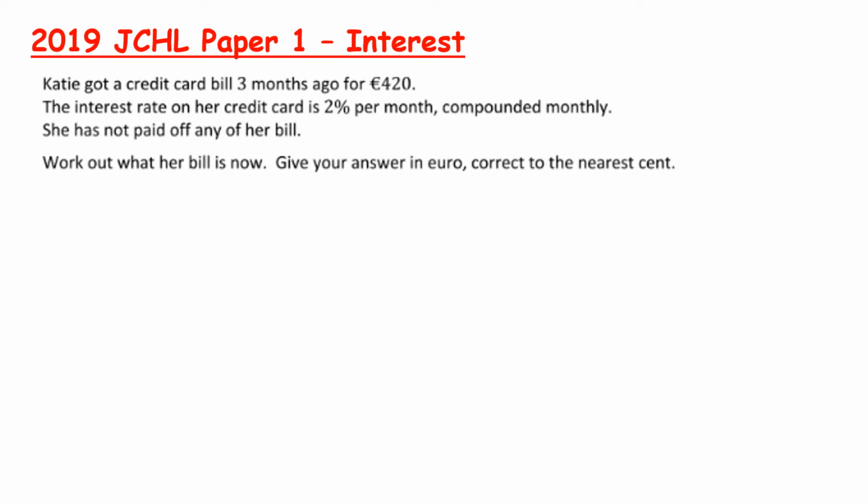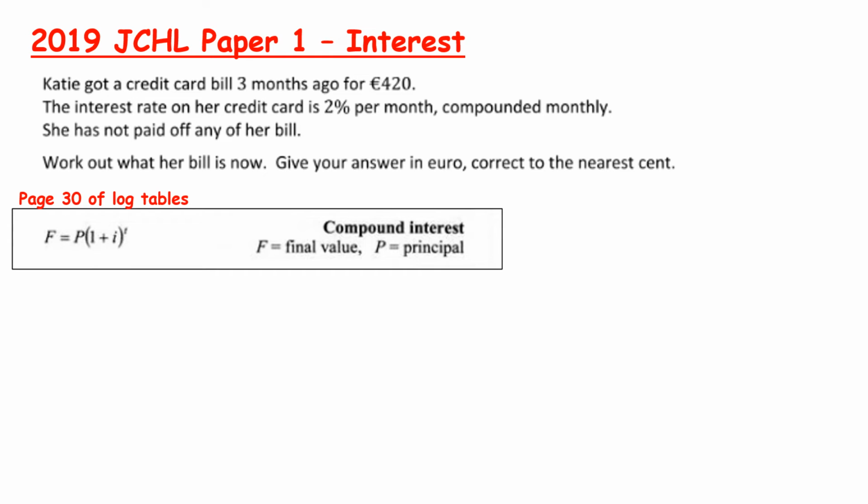So let's look at a question from the 2019 Junior Certificate paper. Katie got a credit card bill 3 months ago for €420 and the interest rate is 2% per month, compounded monthly. She has not paid off any of the bill. Work out what her bill is now. Give your answer in euro correct to the nearest cent.